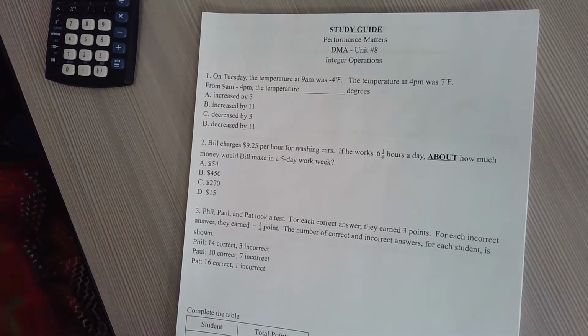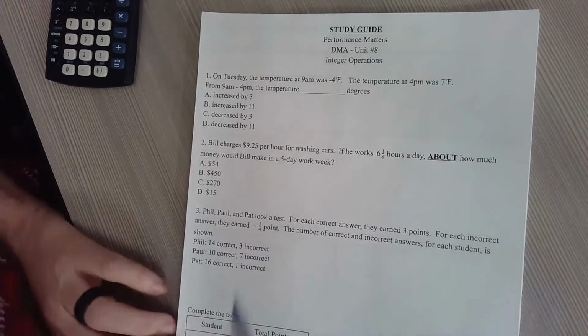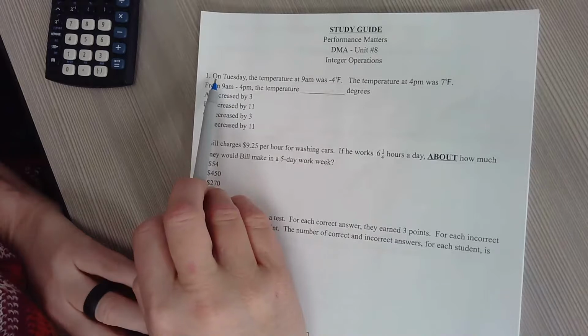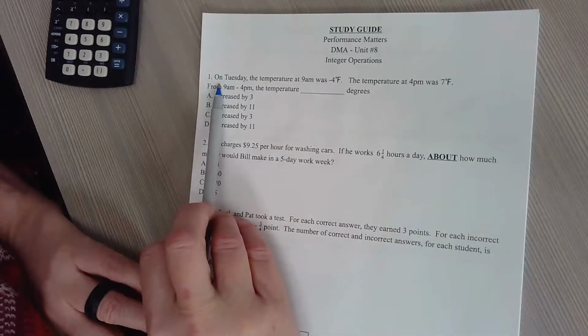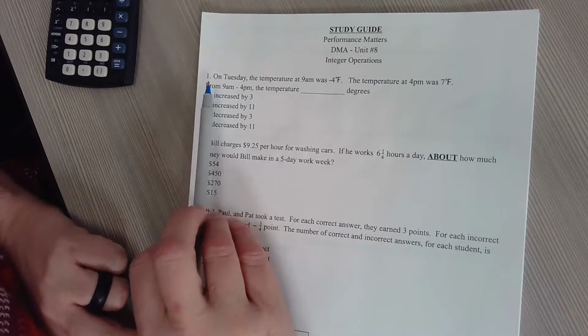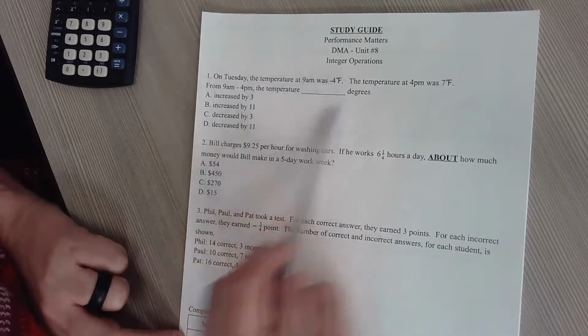All right, so these problems aren't too bad. They're all about integers, which are those positive and negative numbers, okay? So on this first question, again, this question on this study guide is really similar to question number 1 on Performance Matters. So it's your choice when you're watching this video.